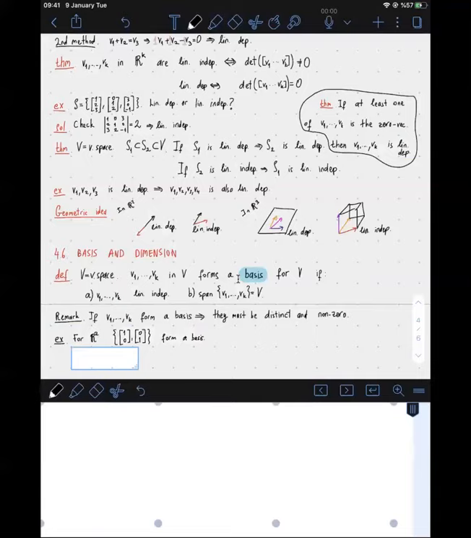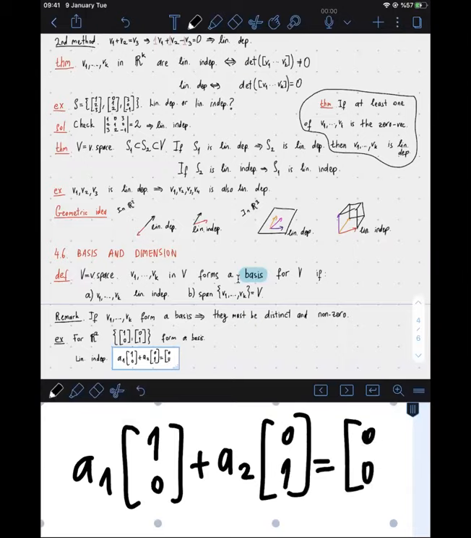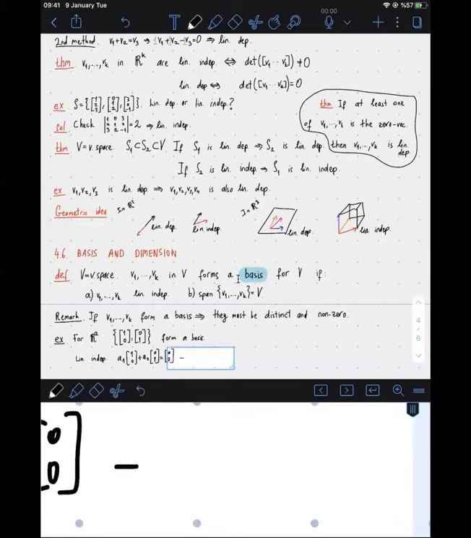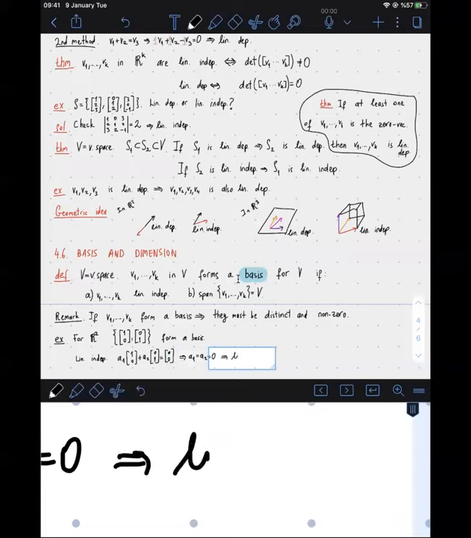They are linearly independent, right? So let's look at linear independence. What does linear independence say? I consider A1 times (1, 0) plus A2 times (0, 1) equals (0, 0). Then you see A1 should be 0 and A2 should be 0. There is no other solution. So we only have a trivial solution, which means linearly independent.